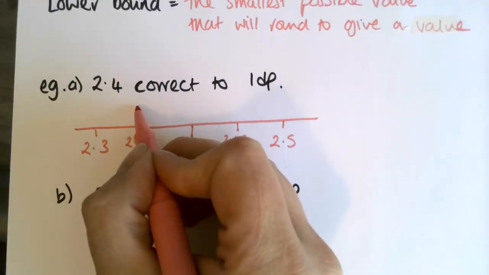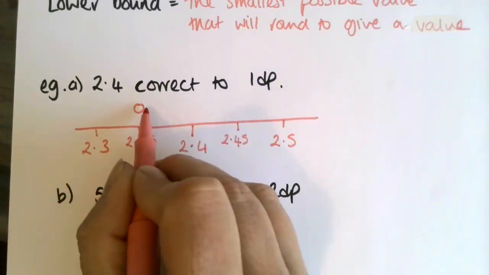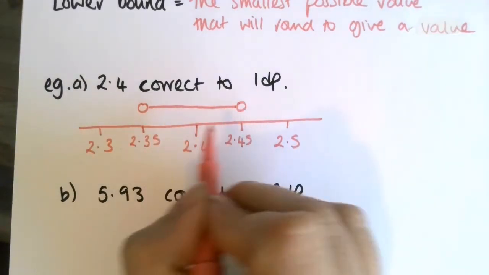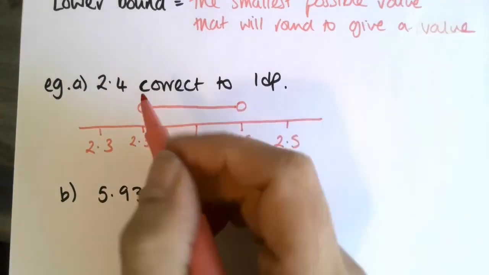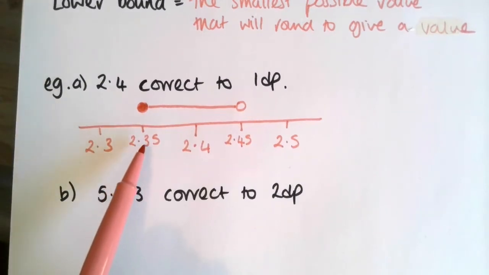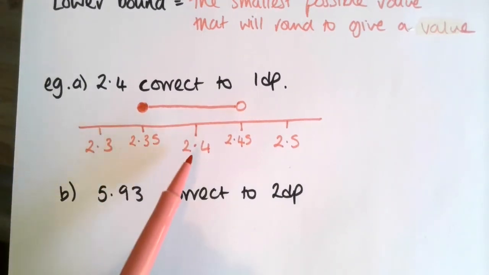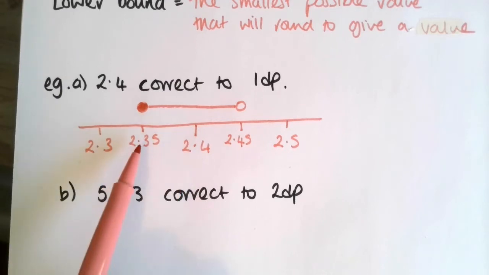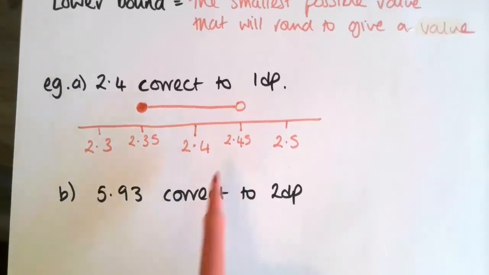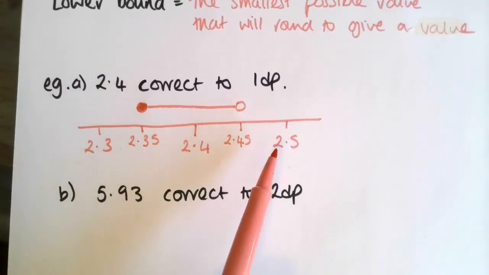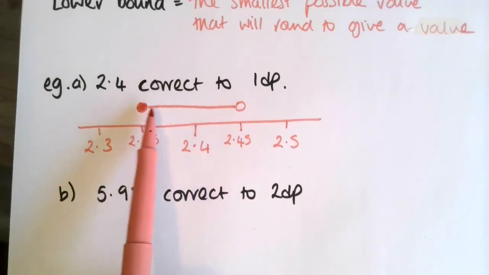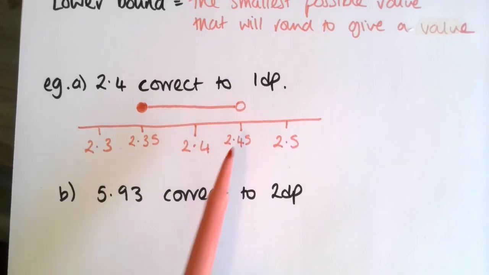So we draw a circle above the 2.35, join it with a line to a circle above 2.45. If you remember with showing things on a number line, if you colour in the dot, that means that this number is included. So 2.35 is the smallest number that will round up to give us 2.4, because anything beneath that will round down to give 2.3. 2.45 technically will round up to give us 2.5, so by not colouring this in, I'm saying this is everything up to, but not quite including 2.45.